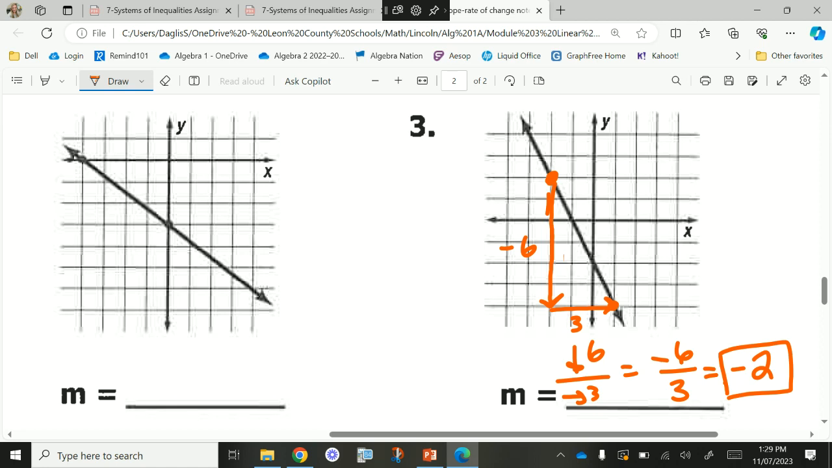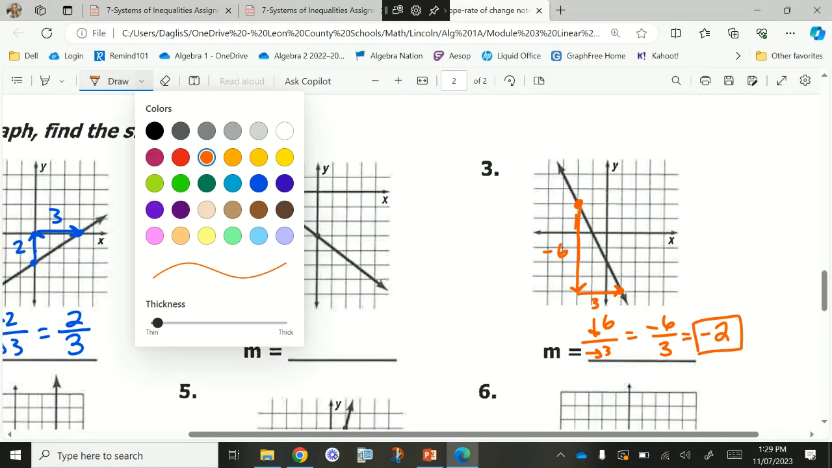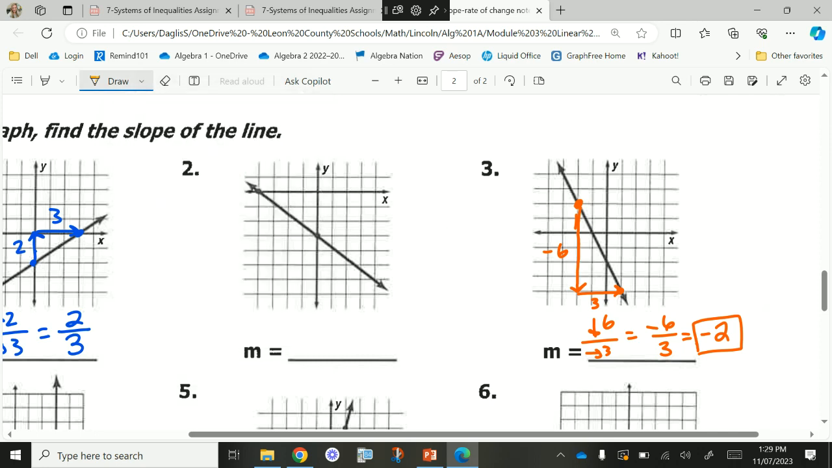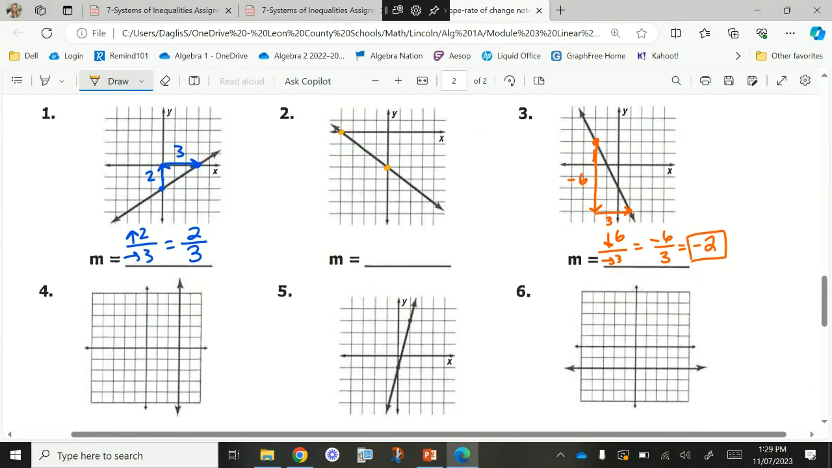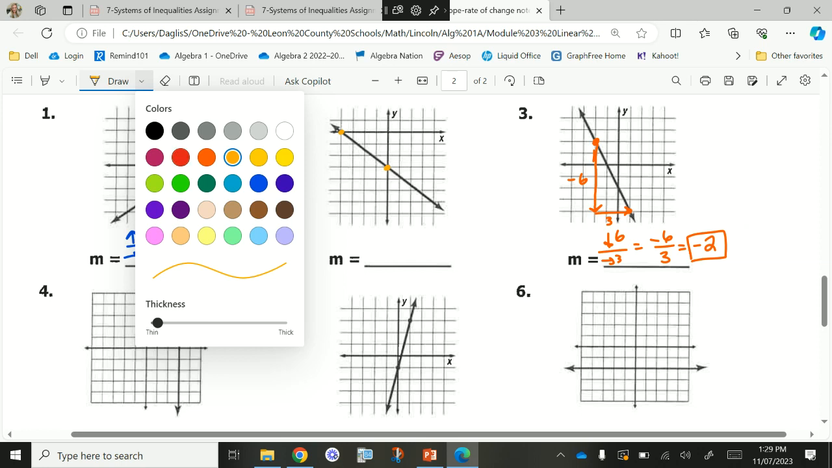All right, let's go to 5. If you're not sure where these points are, I'm going to mark them for you. I'm not doing it. I'm just marking them, so when you go to do it, you know where those points are. 2, 4, and 6 are yours. It's 4 over 1. Let's do this one.